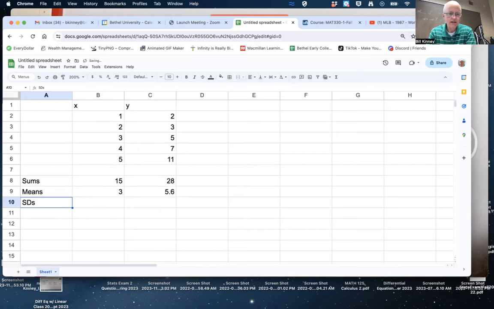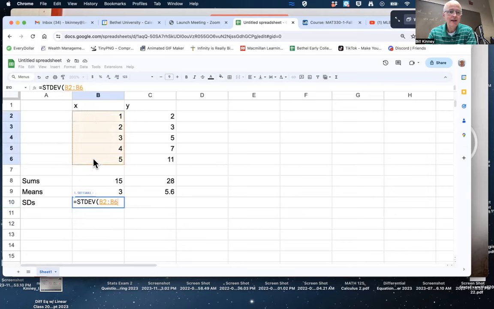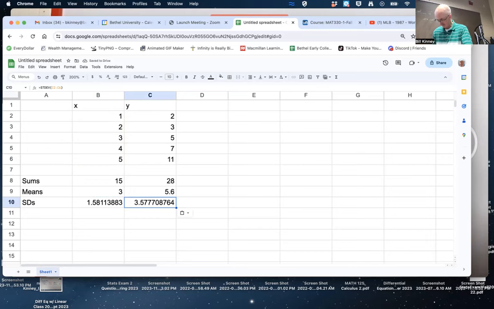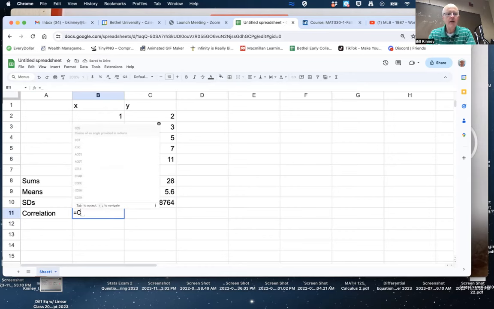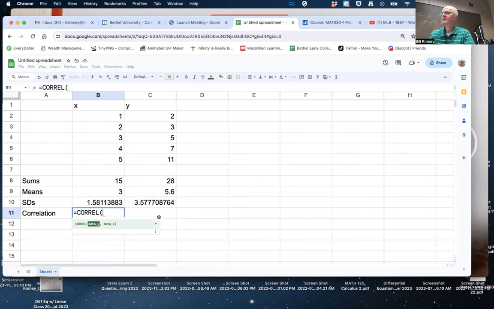Standard deviations, STDEV. Don't add on a P there, by the way, because that would be a population standard deviation, a sigma. No, we never ever use sigma from data. These are our sample standard deviations. I haven't really said what a correlation coefficient is with data, but we're using it anyway. It's supposed to measure the strength of the linear regression.